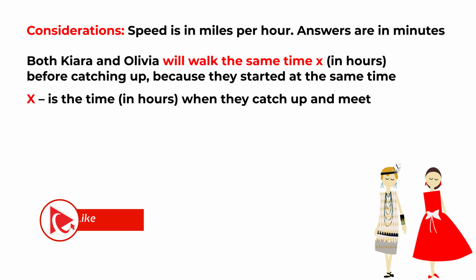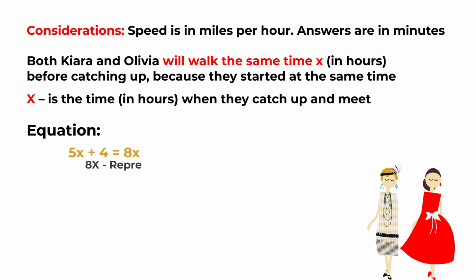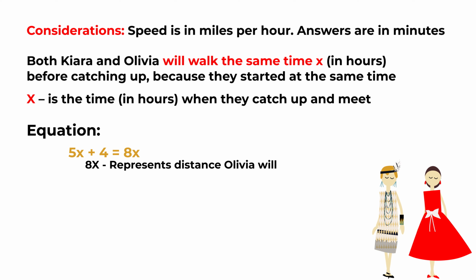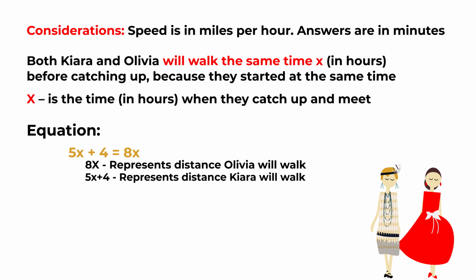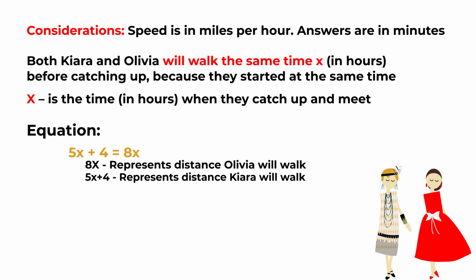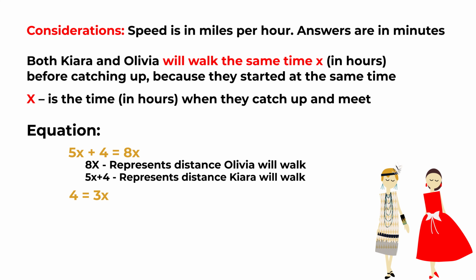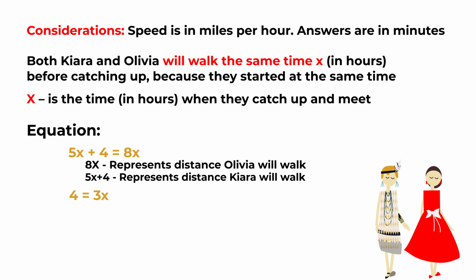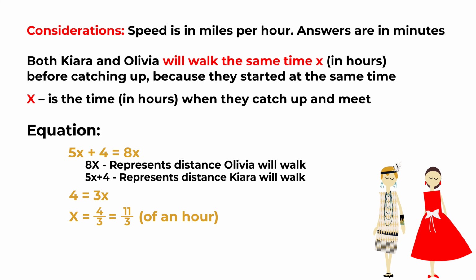To solve this challenge, we need to build an equation. 5x plus 4 equals 8x. 8x represents how much Olivia will walk, and 5x plus 4 is representing how much Kiara can walk. And the starting point for this will be the starting point of where Olivia starts, since Olivia starts 4 miles behind. So if we simplify this equation, 4 will be equal to 3x, and x will be equal to 4/3 or 1 1/3 of an hour. And now is the time to do the conversion.